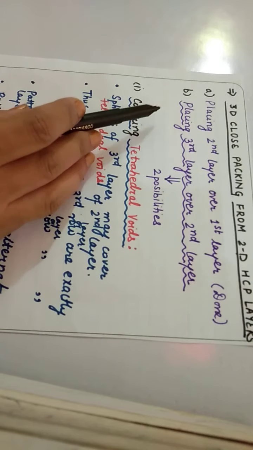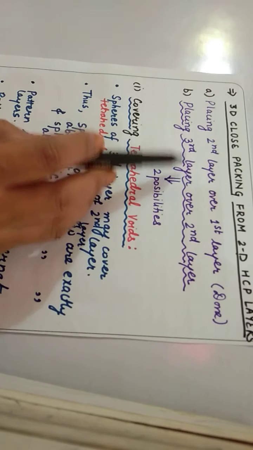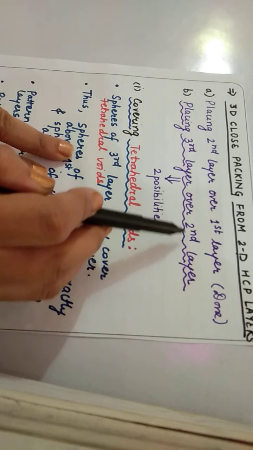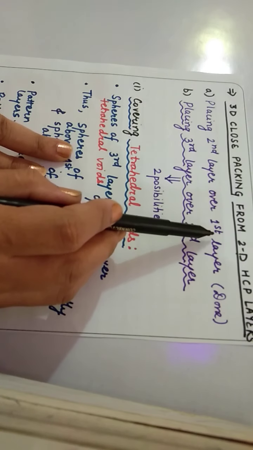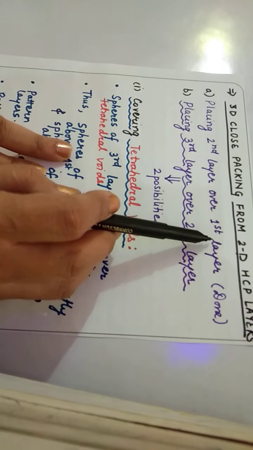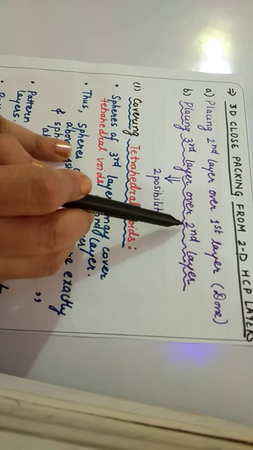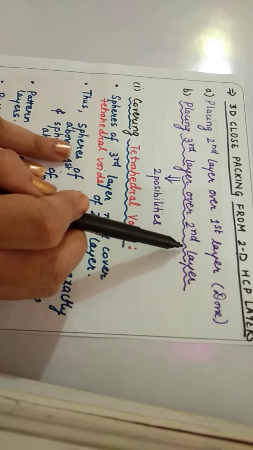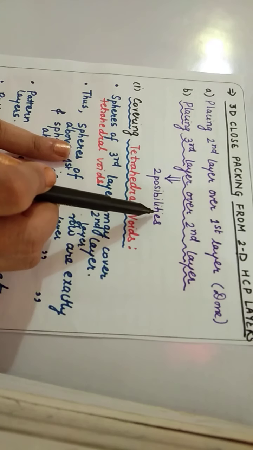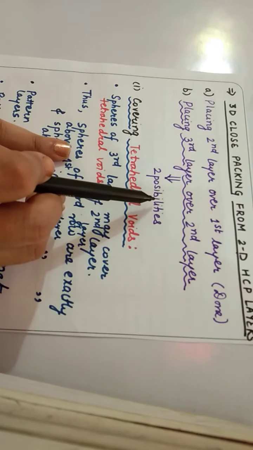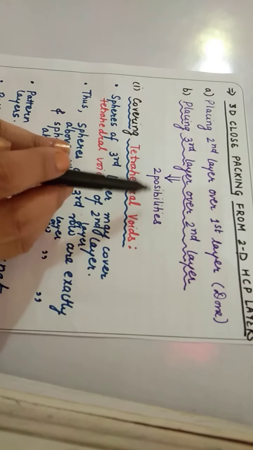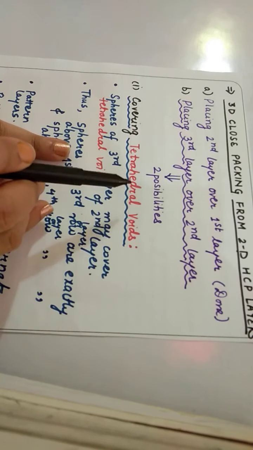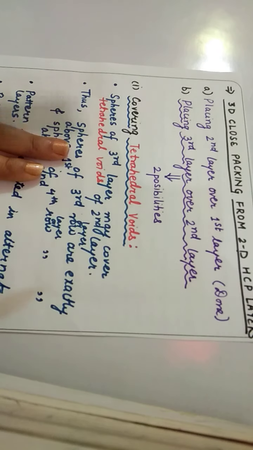So now the second topic is placing a third layer over the second layer. Yesterday we placed the second layer over the first layer. Today we'll be placing a third layer over the second layer. When we place the third layer over the second layer, there are two possibilities. As you have seen earlier, there are two kinds of voids created, tetrahedral and octahedral.